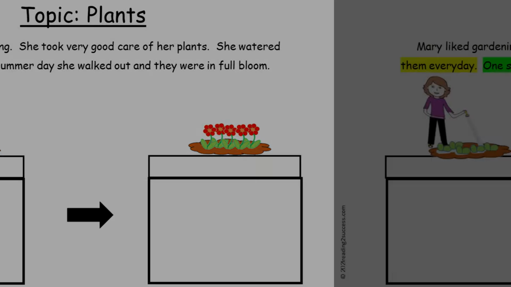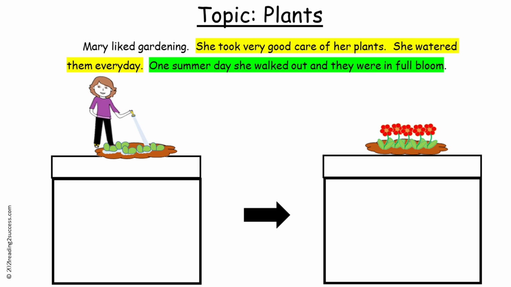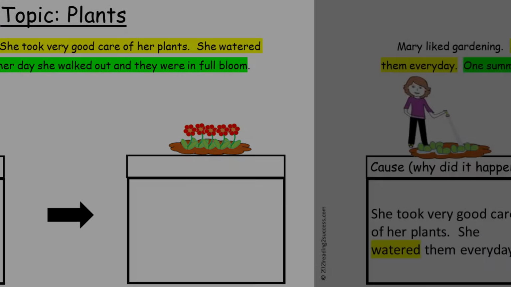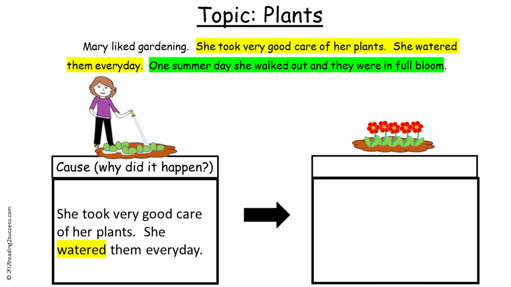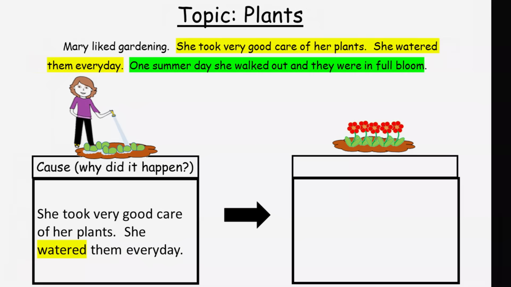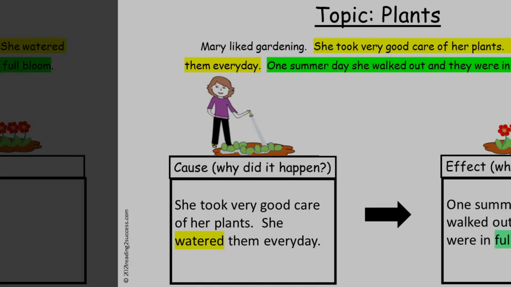Have kids highlight the cause, the why, in yellow, and the effect, the what, in green. Next, have them fill in the cause, why it did happen. She took very good care of her plants. She watered them every day. And then the effect, what happened. One summer day, she walked out and they were in full bloom. And now with kids, read the second example, first place.